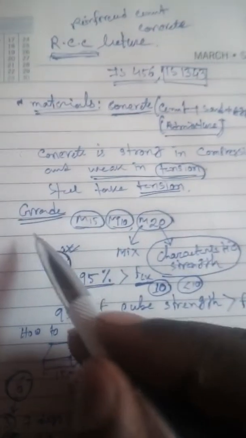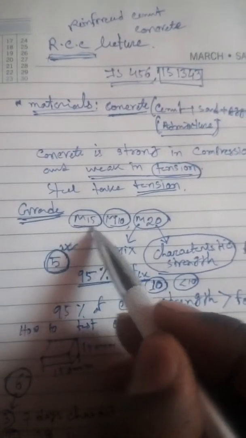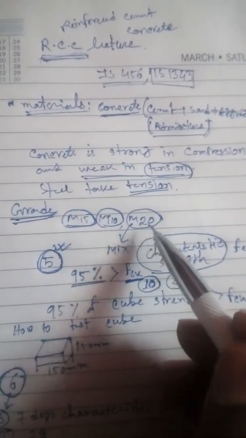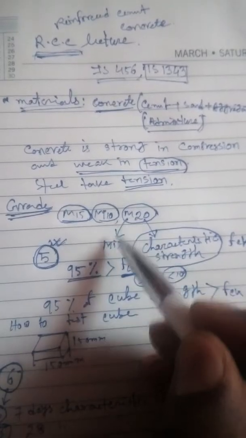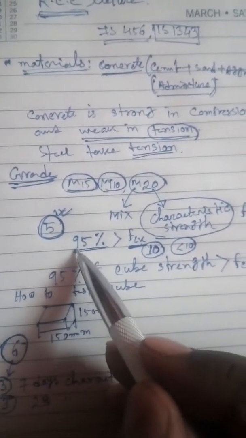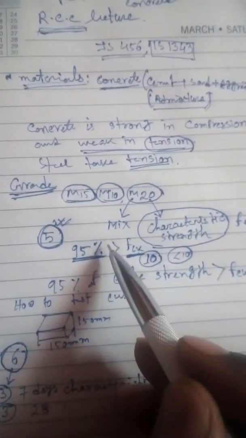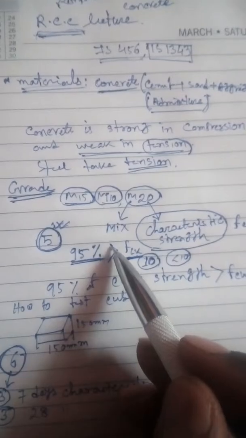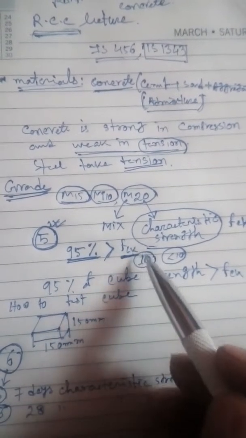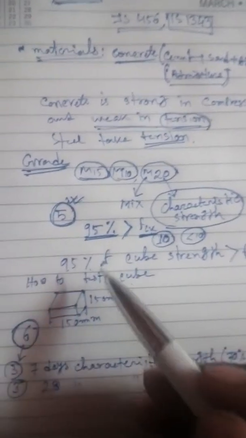Next, grade. Generally this number, M15, M10, M20, denotes M for mix and 20 is the characteristic strength FCK, and the characteristic strength FCK is nothing but the strength that 95% of the cubes exceed. If greater than FCK, then we will say that FCK is the characteristic strength of those samples.